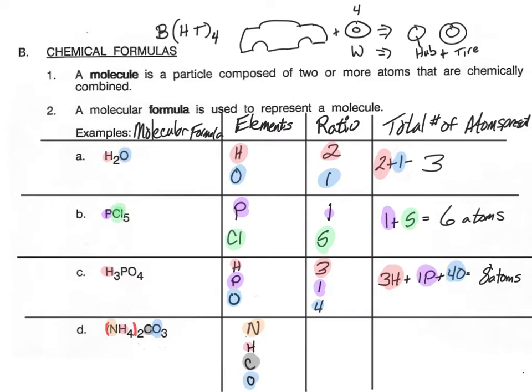Focusing on letter D, we can look at first what elements are present, and you should be able to identify those first. They are nitrogen, hydrogen, carbon, and oxygen.